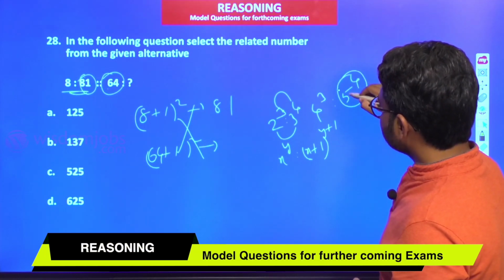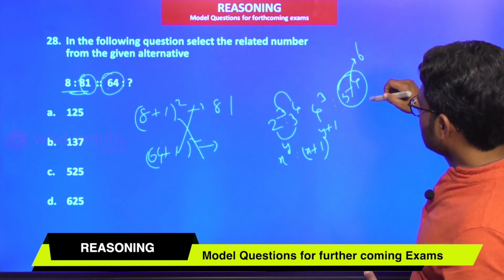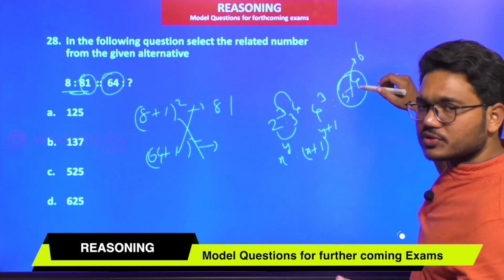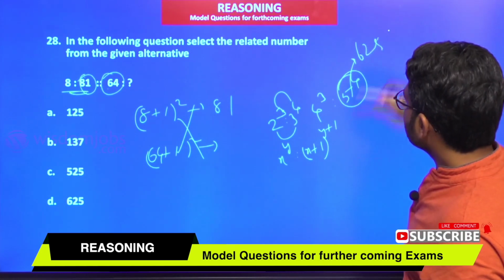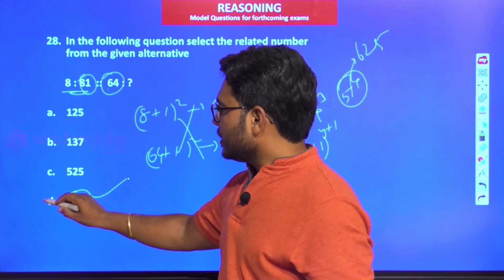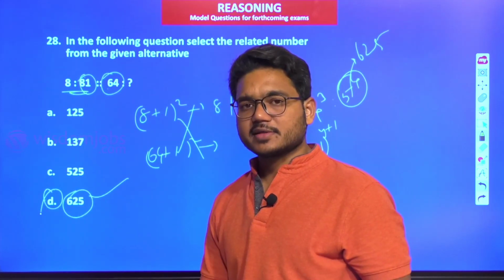So 5 power 4. What is 5 power 4? Let us keep it simple. 5 power 4 is 5 square into 5 square, that is 25 into 25, so 625. Okay, you have got one option. Obviously this must be our answer, isn't it?